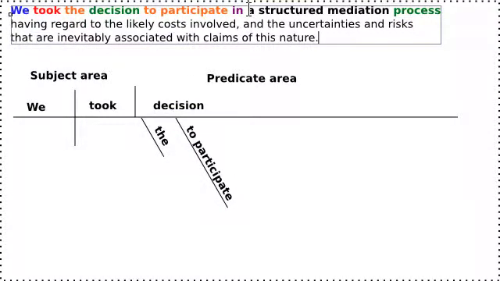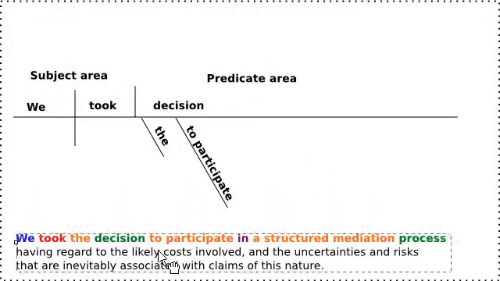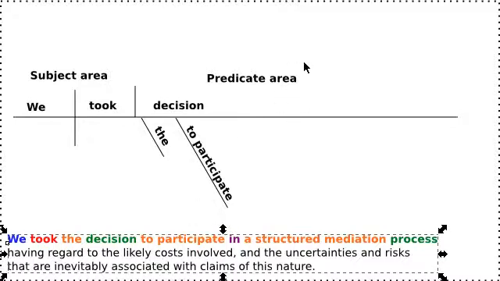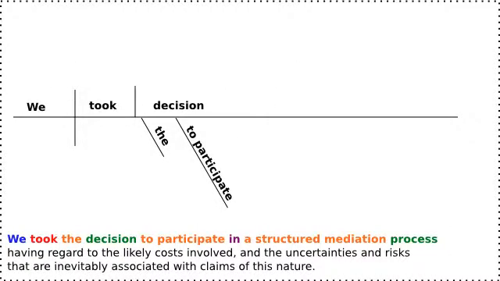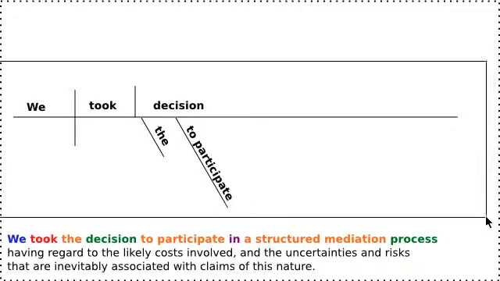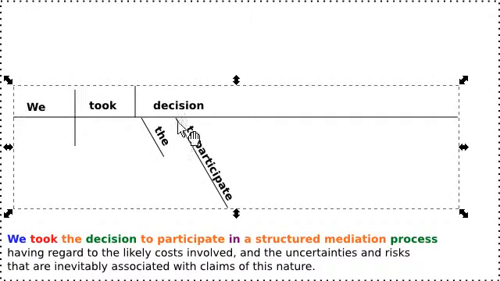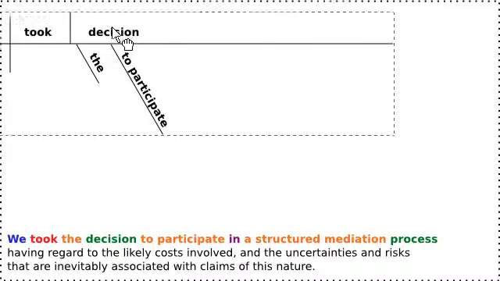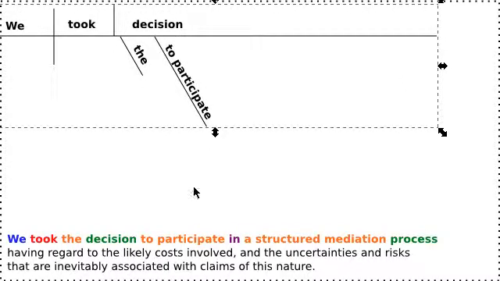A, structured, and mediation are all modifiers of process. So we'll put the modifiers in orange. Now I'm going to need a little extra room at the bottom of this, so I'm going to do a little bit of housekeeping here. We don't need that really anymore. We can just put this up here like that.